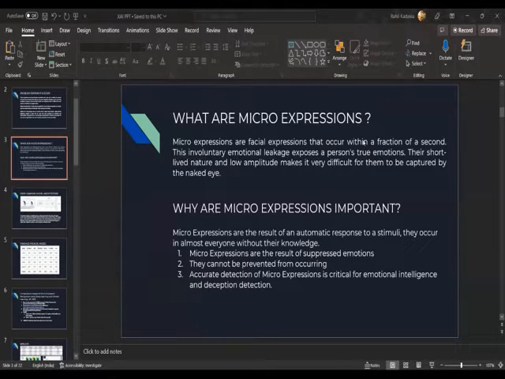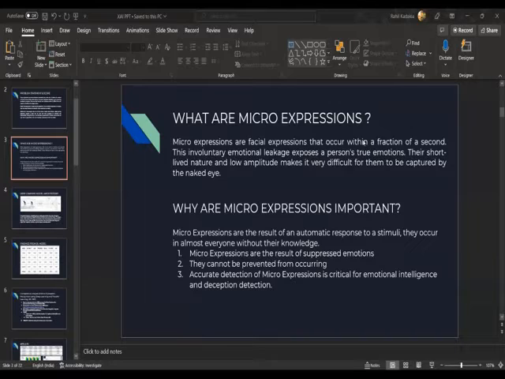Hey guys, Parth and I will be talking about microexpressions and how we use XAI to analyze them. So, what are microexpressions? These are facial expressions that occur within a fraction of a second. In simple words, they are too fast to be captured by the naked human eye. So, they are better captured with a high-speed camera or something.